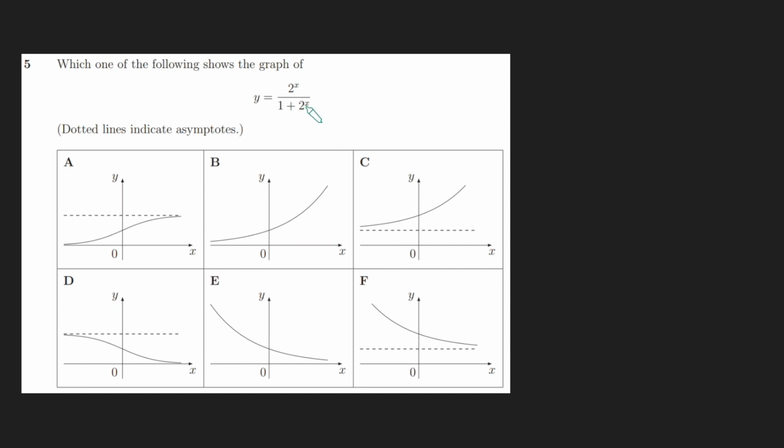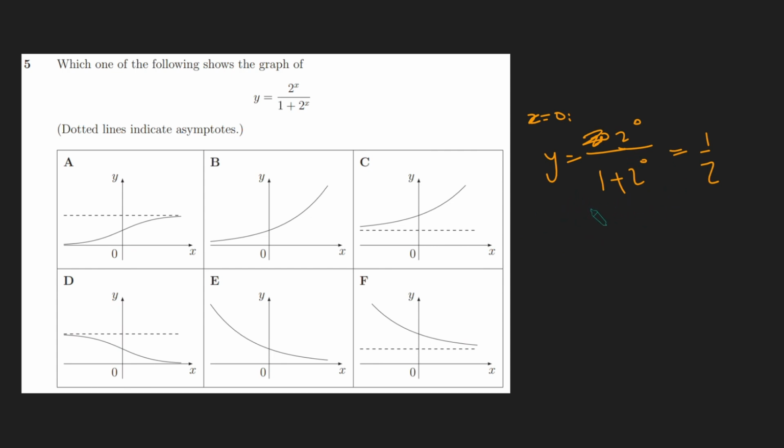So let's start with the y-intercept. When x is 0, we get y is 2 to the 0, divided by 1 plus 2 to the 0, so 1 divided by 2, which is a half. And now we look at these, and it's probably feasible that all of these have y-intercept of a half, so that unfortunately doesn't help us. Next, I would consider x-intercepts, but we can see none of these graphs have any x-intercepts, so that's not really going to help us either.